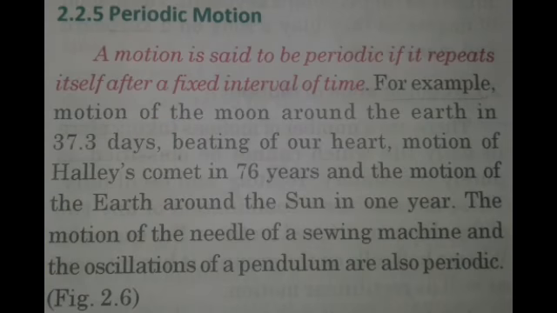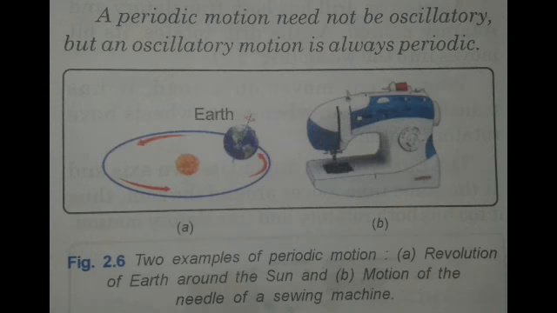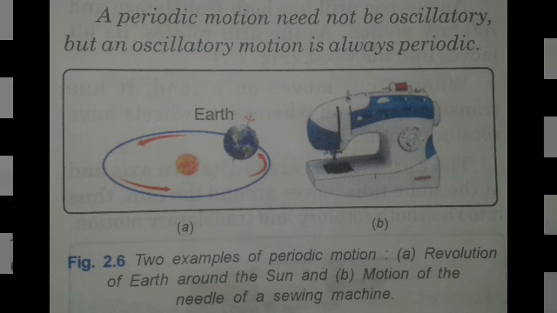Periodic motion. A motion is said to be periodic if it repeats itself after a fixed interval of time. जब एक ऑब्जेक्ट एक फिक्स टाइम में एक ही तरह का मोशन रिपीट करता है तब हम उसे पेरियोडिक मोशन कहते हैं। फॉर एग्जाम्पल, मोशन ऑफ द मून अराउंड द अर्थ इन 27.3 days, beating of our heart.